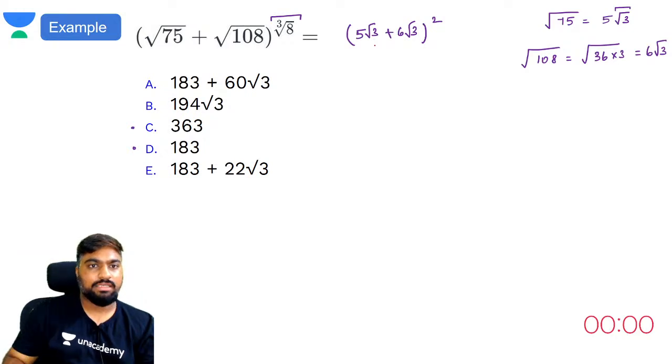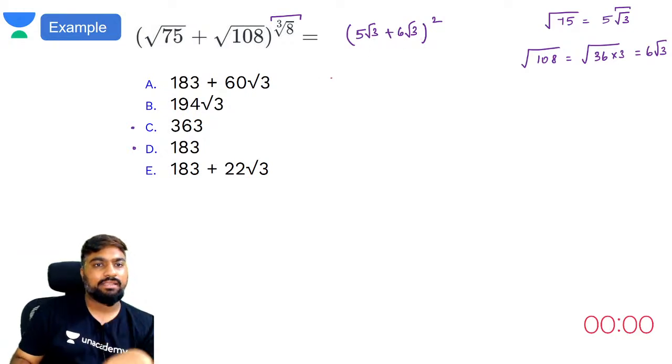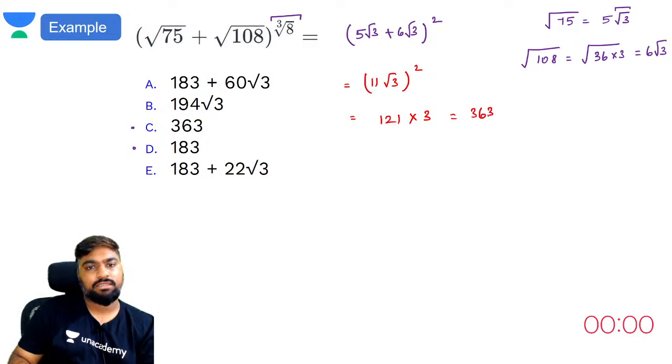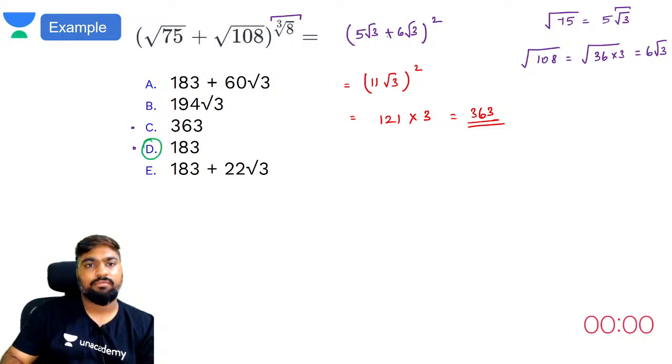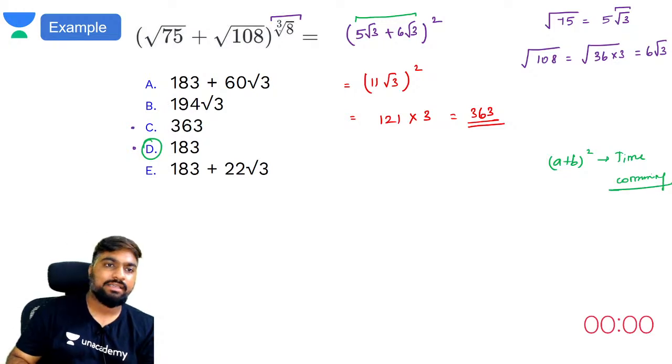Now since root 3 is common, you can directly add them. What will you get? You will get 11 times root 3, the whole square, which is 11 square, 121, and root 3 square is 3, which is 363. The simpler form is to write it so that you can add directly. Instead of going for a plus b the whole square, which will be time consuming in this case, analyze the given number and write it in a common format: 5 root 3, 6 root 3. Cool?